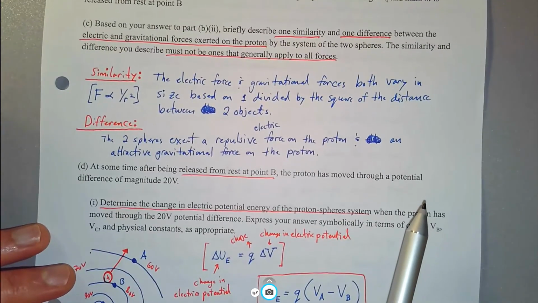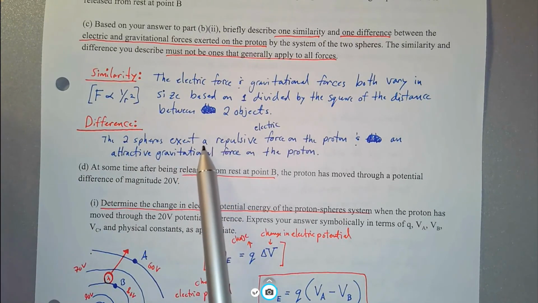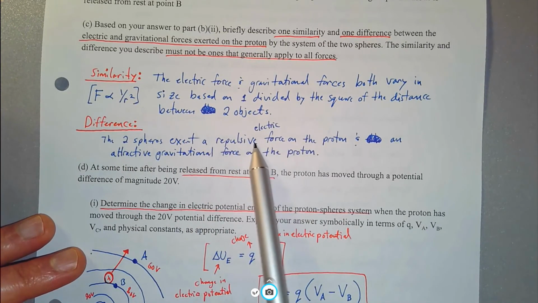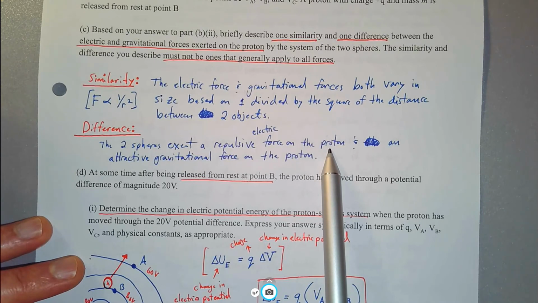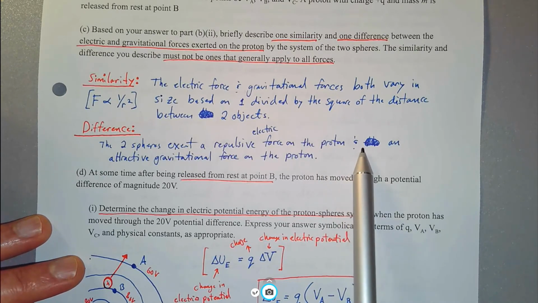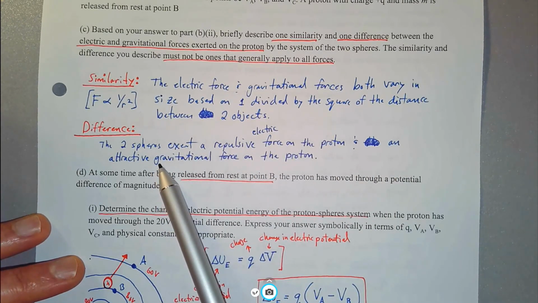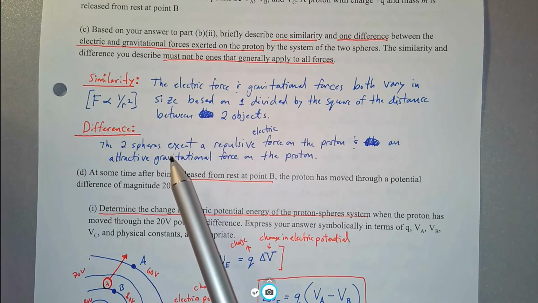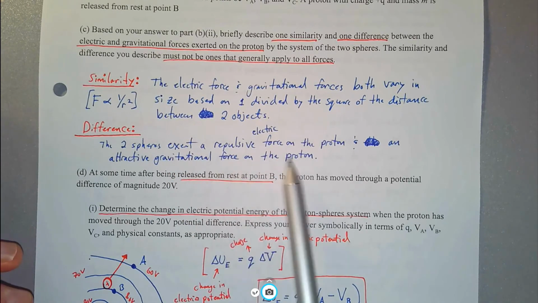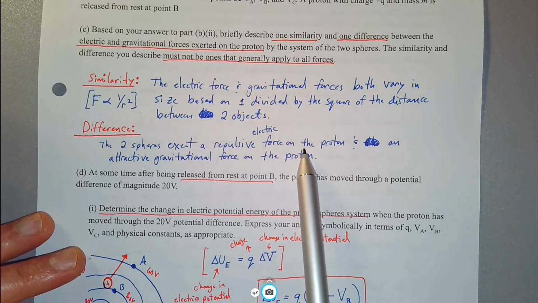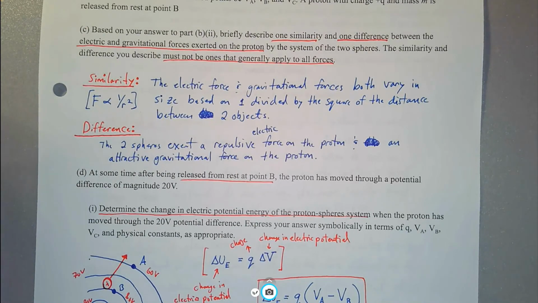Well, what's different? That's the same, but what is different is that the two spheres, in our case, exert a repulsive electric force on the proton. If the two spheres are positively charged, they're going to push that proton away from the two-sphere system. But how's that different from the gravitational force? Gravitational forces are only attractive, right? All masses attract one another gravitationally. Masses do not repel one another gravitationally. So the electric force is repulsive; they push each other away. The gravitational force is attractive, and that is a difference.